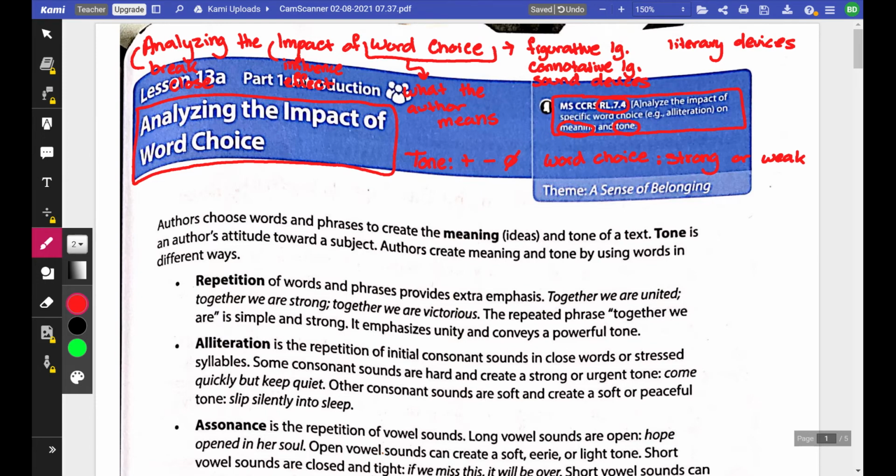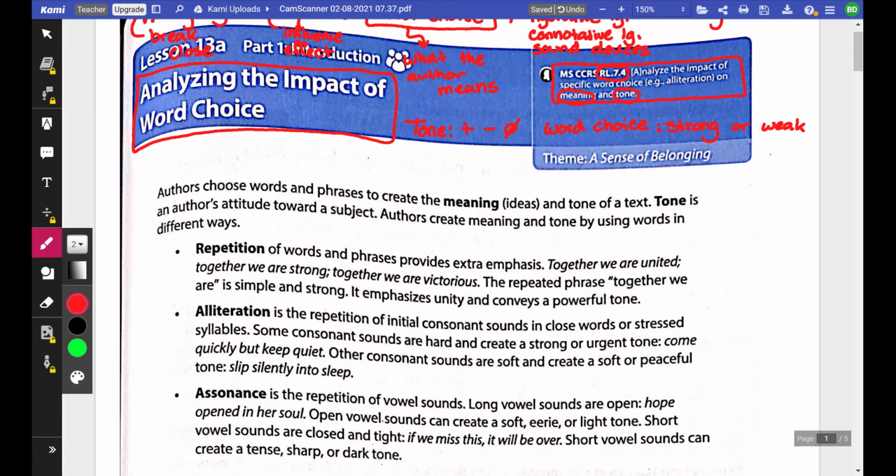And I want us to think about this. Whenever we mention word choice, we know we're going to analyze the impact of word choice. So, what is word choice? Well, word choice is that figurative language, connotative language, sound devices, literary devices that the author chooses to use to evoke feelings in the reader. So, I'm going to make myself a note down here that says word choice evokes feelings in the reader.